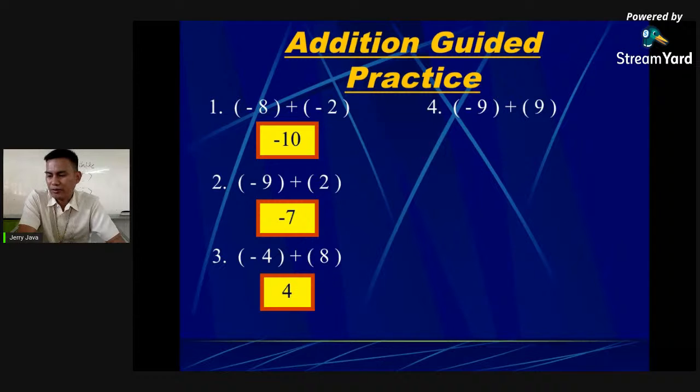We're on number 4 now. Addition. Negative 9 plus 9. Do not try to answer yet. I'll count until 30 seconds. Type in your answer, kids, for negative 9 plus 9.